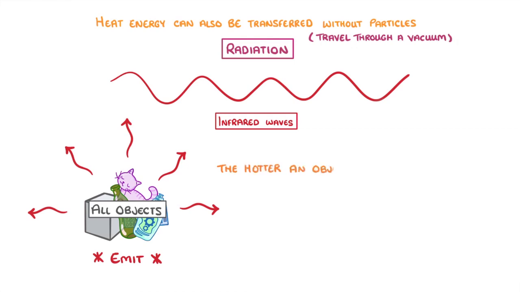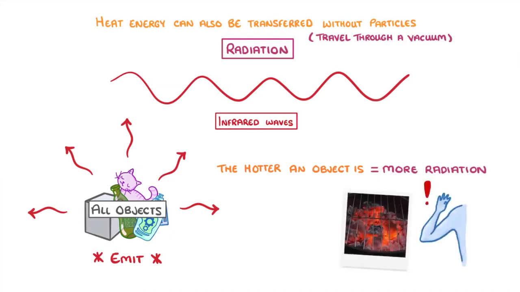Importantly, the hotter the object is, the more radiation it emits. This is why it feels hot to put your hand over a barbecue, even if you're not touching it. The very hot metal and coal is emitting infrared radiation, which is absorbed by your hand. We take a closer look at infrared radiation when we cover the electromagnetic spectrum.